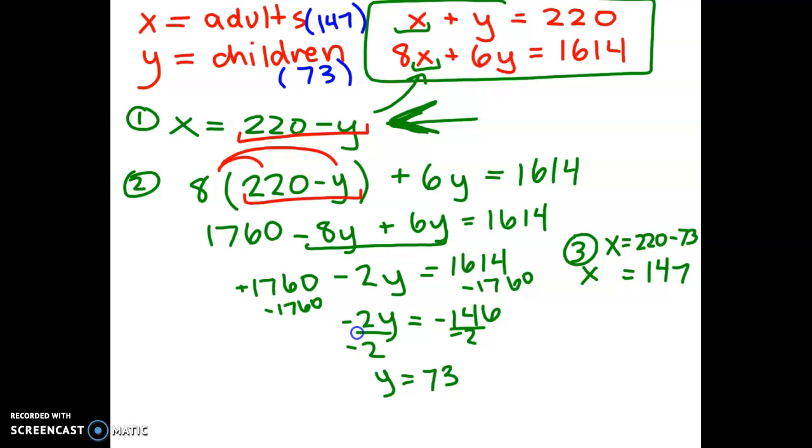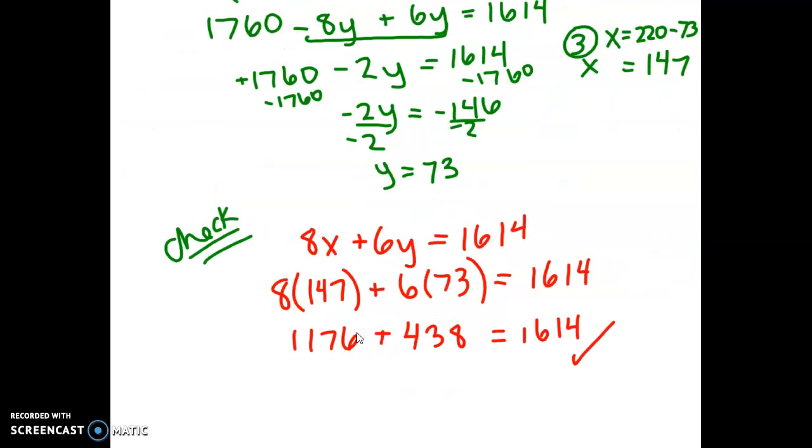Again, we should always write this as a coordinate. So I would write my x first, and then my y value. So 147 and 73. So again, to check, you're just going to plug in your x and your y that you got in your original question, and make sure that both sides equal.